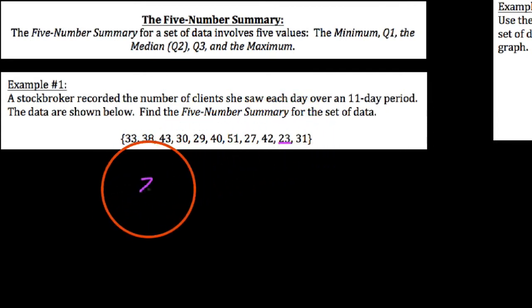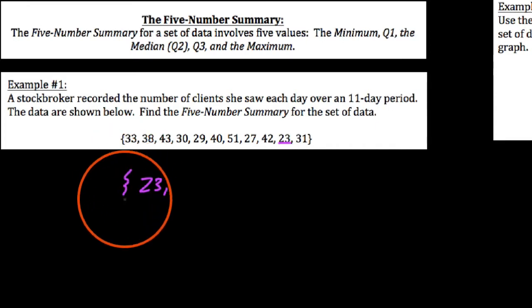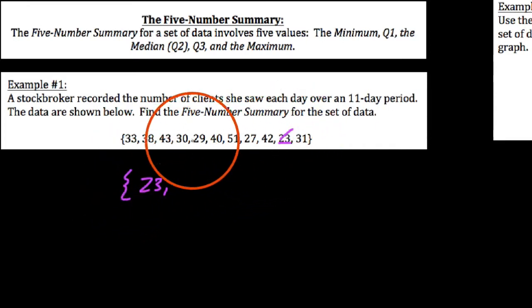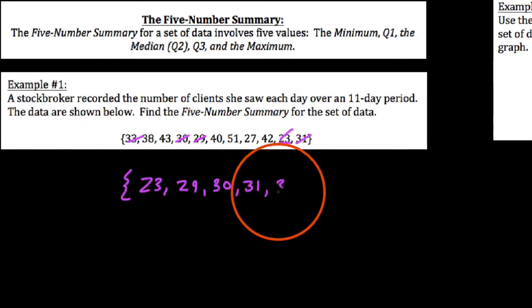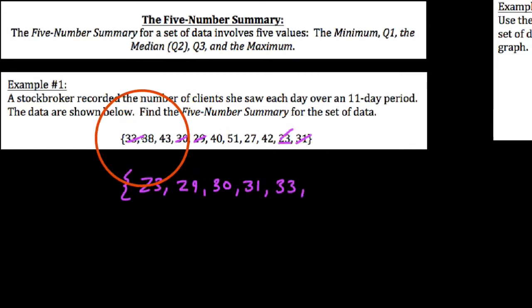So it seems to me that 23 clients was our minimum value here. So we have 23. Looks like we have another value in the 20s here, 29. I don't see any other 20s. So 29, followed by the 30 that lives right next door to that one. So 30. Then 31, 33. We'd say 31, 33. 38, I don't think we have anything smaller than that, so 38.